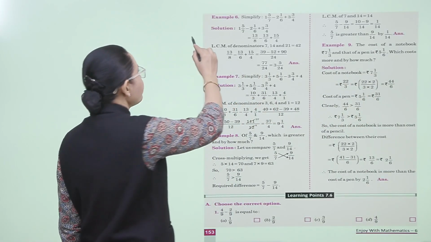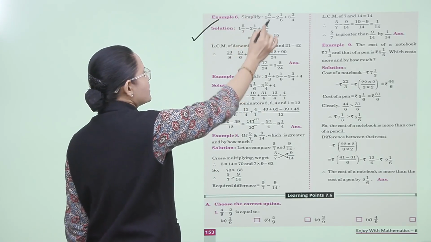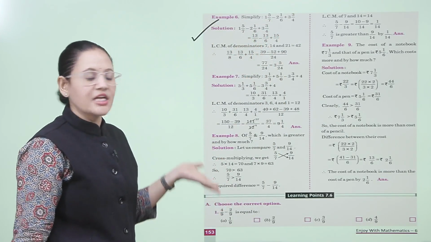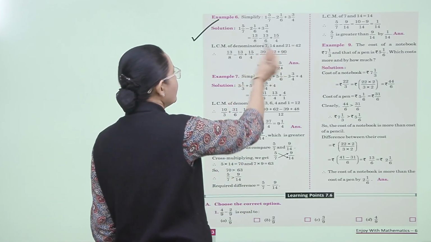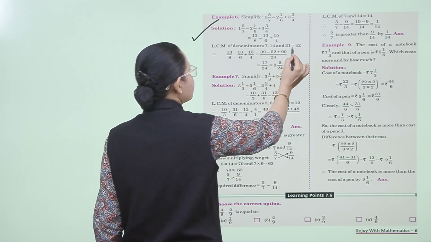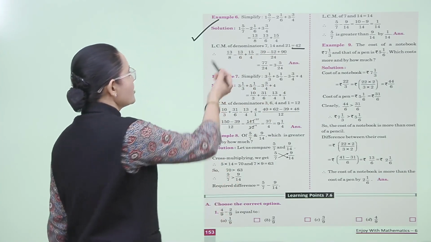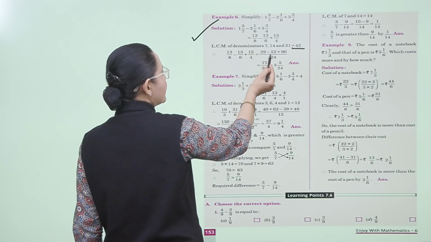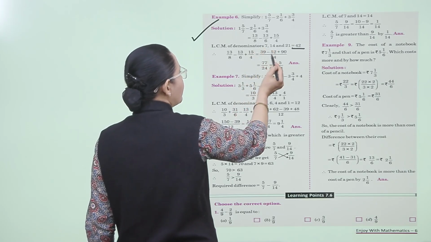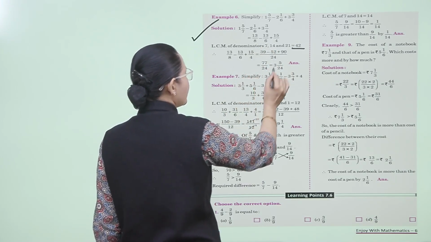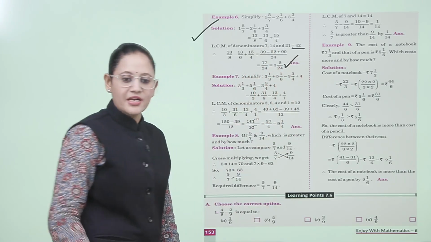Next example, simplify 1 5 by 7 minus 2 1 by 6 plus 3 3 by 4. First again we'll convert into improper fractions. Then we'll take the LCM. The LCM here is 42 and in the same way we'll subtract. So that is equal to 39, the minus sign is there, so we'll put the minus sign, 52 plus 90. That is equal to 77 upon 24, 3 5 by 24. Clear?